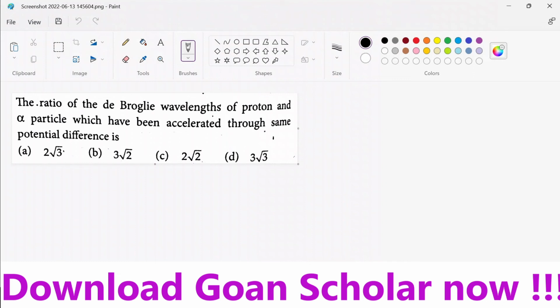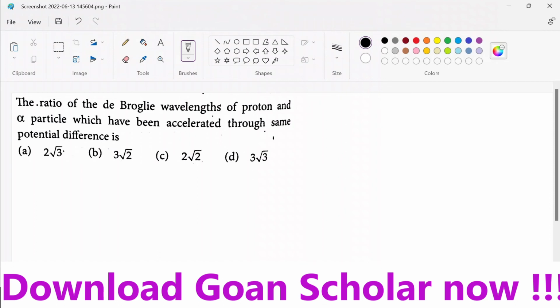So our question number 9 is over here. Again a question from dual nature, which means it will be quite easy. It says the ratio of the de Broglie wavelength of a proton and alpha particle which have been accelerated through the same potential difference. Very common question. Instead of the alpha particle, they can also give you an electron or a deuteron, anything. Same question repeated a million times.